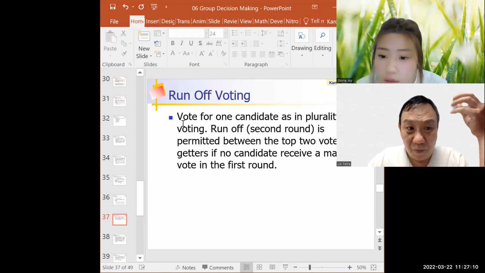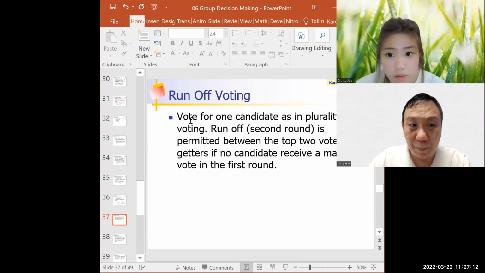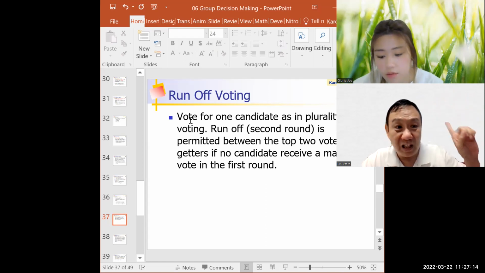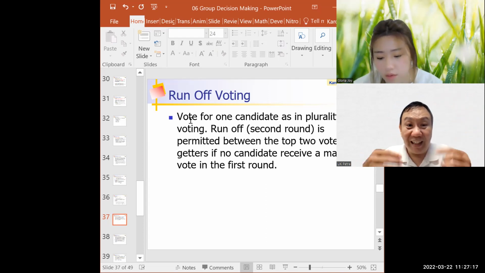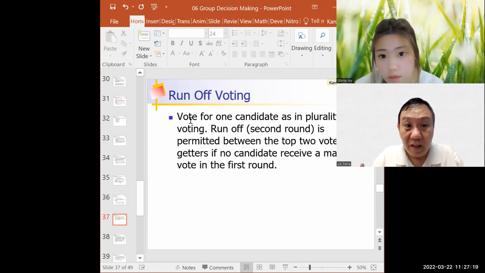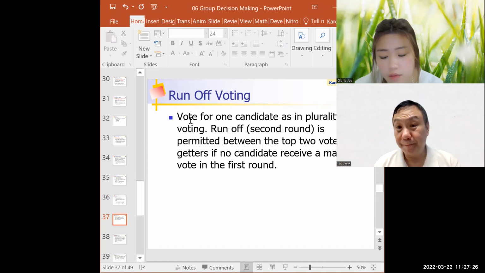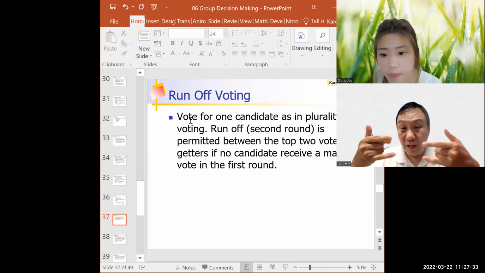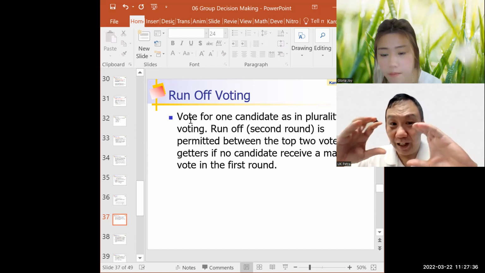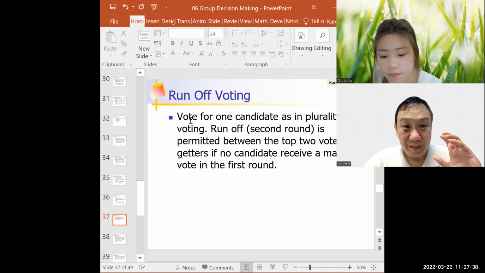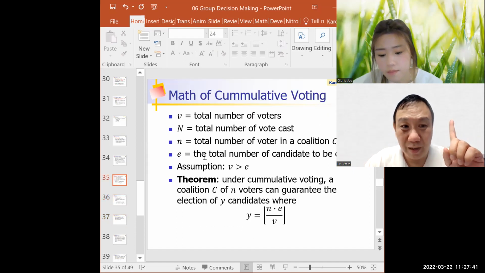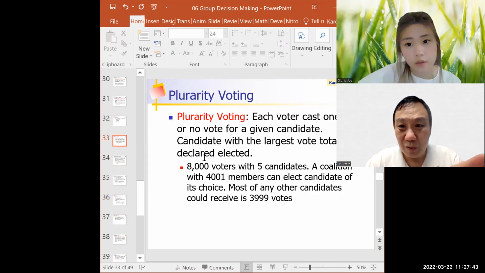So vote with one candidate as a plurality voting, the same as plurality voting. But there is a second round. If the top 2 vote getters did not receive a majority, there is a second election. So the first election is plurality voting. Remember plurality voting 1 to 1, right? A while ago. Okay, 1 to 1.